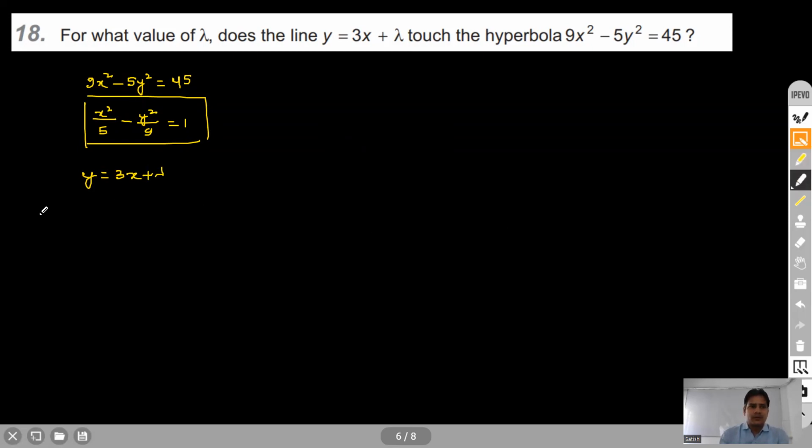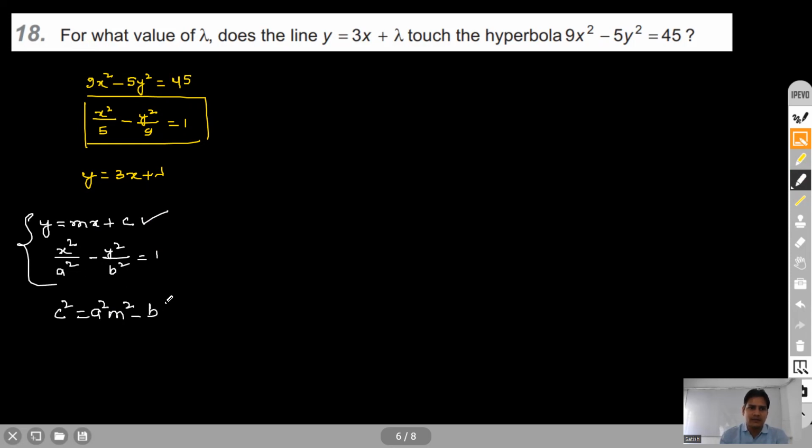So suppose we are having this line y is equal to mx plus c, and we are having this hyperbola x square upon a square minus y square upon b square is equal to 1. So this line will behave as a tangent to this hyperbola if c square is equal to a square m square minus b square, right? This is the condition of tangency. I think this type of question we have dealt with in an earlier lecture also, right? So this is the condition of tangency. The c square must be equal to a square m square minus b square.